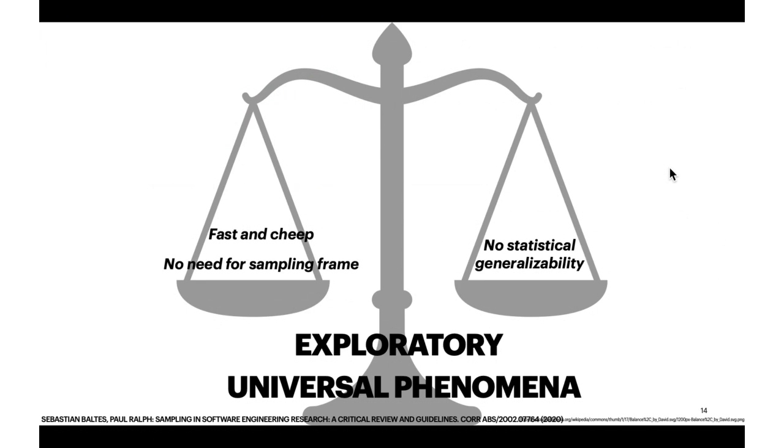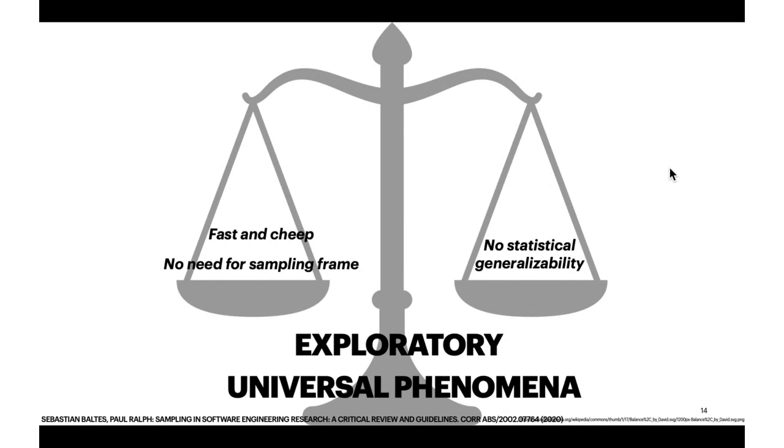Moreover, there is no need for a sampling frame. Recall that a sampling frame is a representation, more or less perfect, often less, of the entire population. We will never be able to obtain a list of all software developers in the world, or even in the Netherlands. We will never be able to obtain a list of all open source projects. So convenience sampling alleviates this problem, because for convenience sampling, there is no need for a sampling frame.